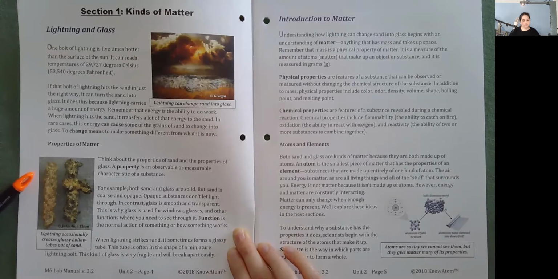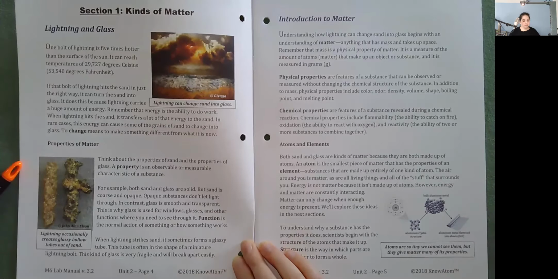Think about the properties of sand and the properties of glass. A property is an observable or measurable characteristic of a substance. For example, both sand and glass are solid, but sand is coarse and opaque. Opaque substances don't let light through. In contrast, glass is smooth and transparent. This is why glass is used for windows, glasses, and other functions where you need to see through it. Function is the normal action of something or how something works.